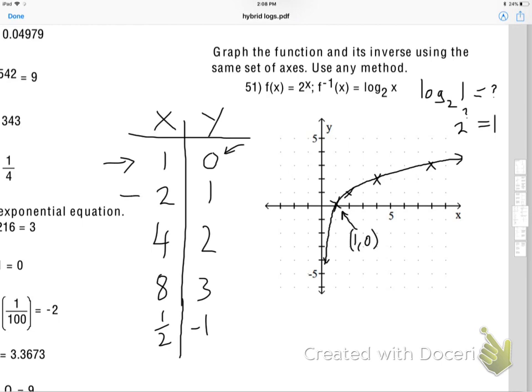So how about when x is 2? The reason why I did it is because I can do that in my head without a calculator. Log to base 2 of 2, what does that equal? Well, remember, 2 to the power what will give me 2? That is 1. So again, that's that point there.